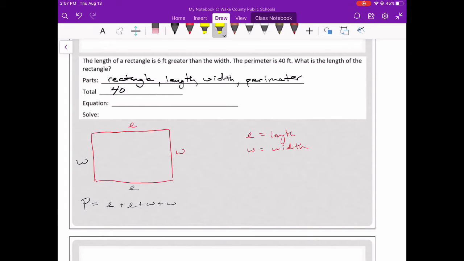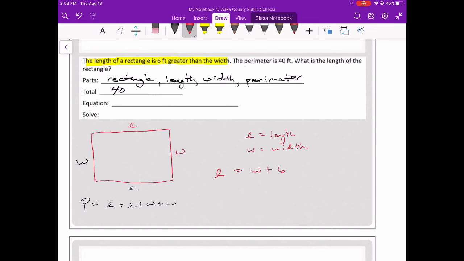Okay, I'm going to read this statement to you one more time, and I'm even going to highlight it. The length of the rectangle is 6 feet greater than the width. So it's almost like it's going to explain what the length is using the width. So watch how I write this. The length is 6 feet greater than the width. So it's the width plus 6 more feet, because 6 greater is 6 more. So the length is the width plus 6 feet. That's 6 feet greater than the width. Hopefully that makes sense to everybody.